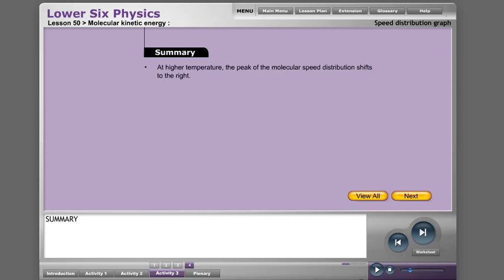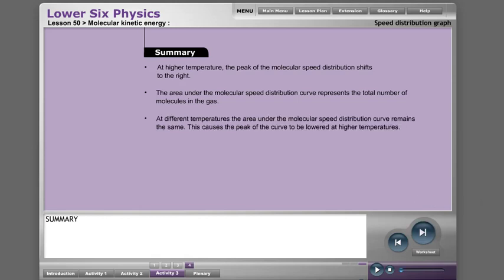Summary: at higher temperature, the peak of the molecular speed distribution shifts to the right. The area under the molecular speed distribution curve represents the total number of molecules in the gas. At different temperatures, the area under the curve remains the same. This causes the peak of the curve to be lowered at higher temperatures.